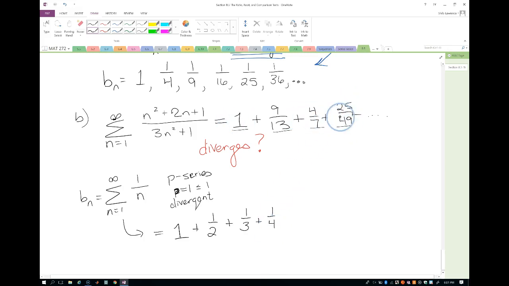If you need to change these to decimals in order to compare them, then you should do that. But 25 over 49 is almost a half. It's a little over a half. And this divergent series by the 4th term is already at a quarter. And you could generate a few more terms here as well if you would like to. But it is apparent from these first 4 terms that the terms in the a sub n are always greater than or equal to terms in the b sub n. And our b sub n is divergent. So certainly any series who has terms larger than that would also be divergent.